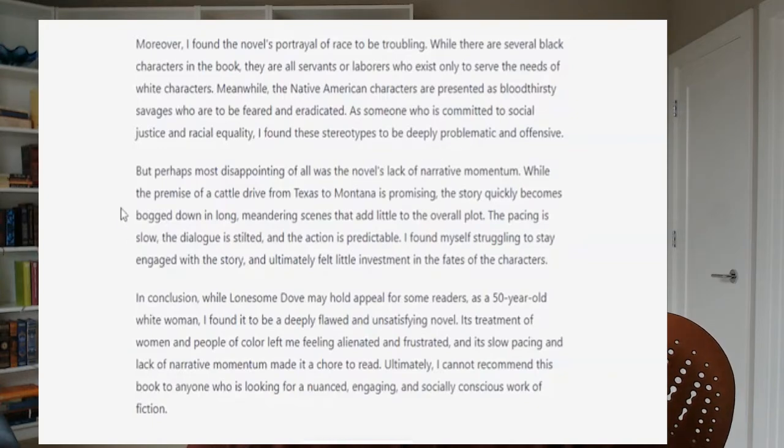But perhaps most disappointing of all was the novel's lack of narrative momentum. While the premise of a cattle drive from Texas to Montana is promising, the story quickly becomes bogged down in long meandering scenes that add little to the overall plot.